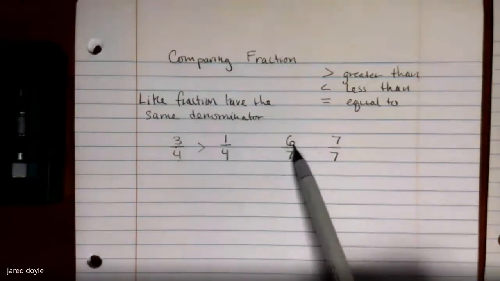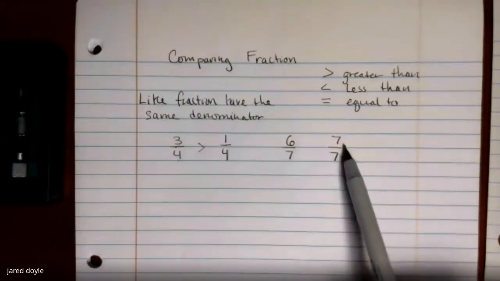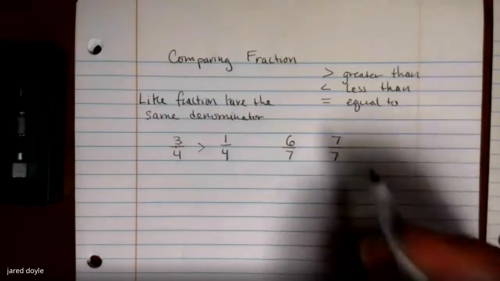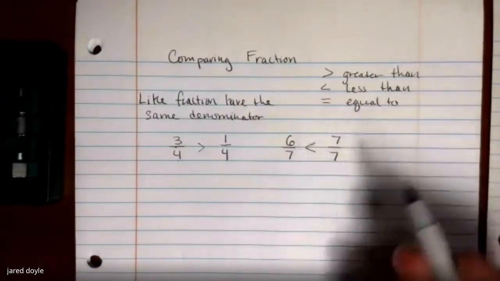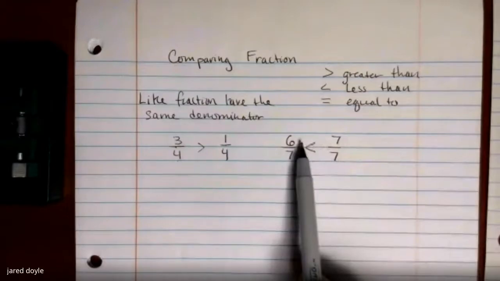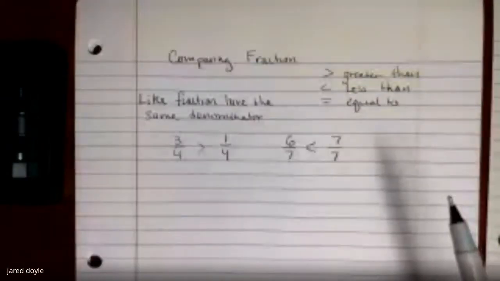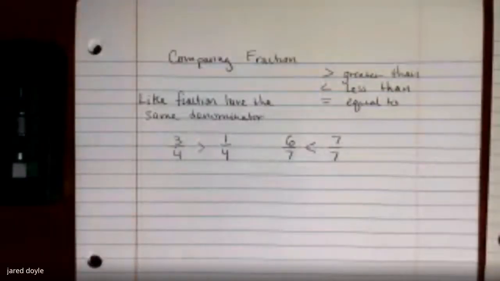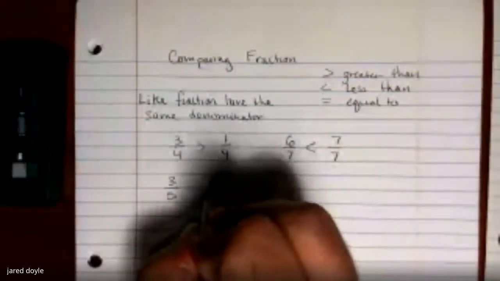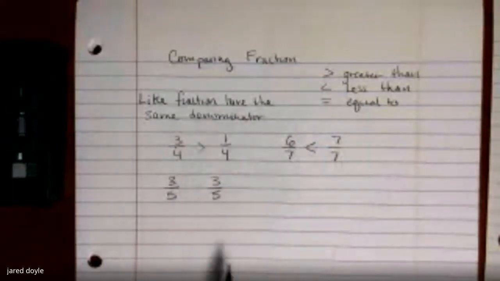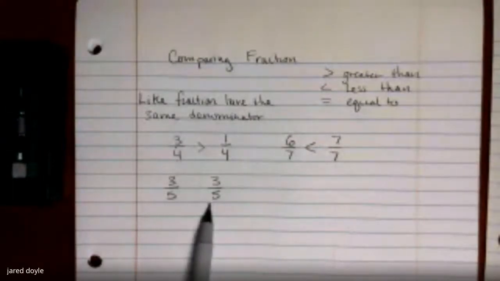So if we were to have the fractions 6/7 and 7/7, again, the denominators are the same, which means the pieces we're comparing are the same size. We have 6 parts over here and 7 parts over here. So 6 compared to 7, well, the 7 is larger than the 6. So we would say 6/7 is less than 7/7.